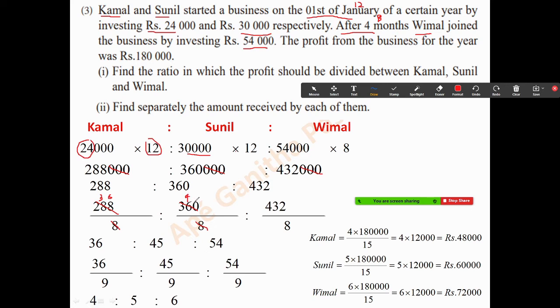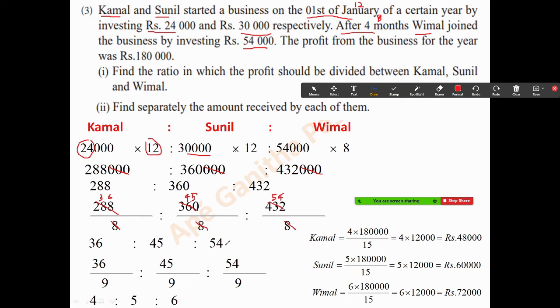That means 4 remains here. 4 and 0 means 40. 8 into 5, 40. Divide this one by 8. 8 into 43, 40, then 3 remains. 3 and 2 means 32. 8 into 4, 32. This way you can divide all the 3 parts by the same number. Now what remains? 36, 45, 54.